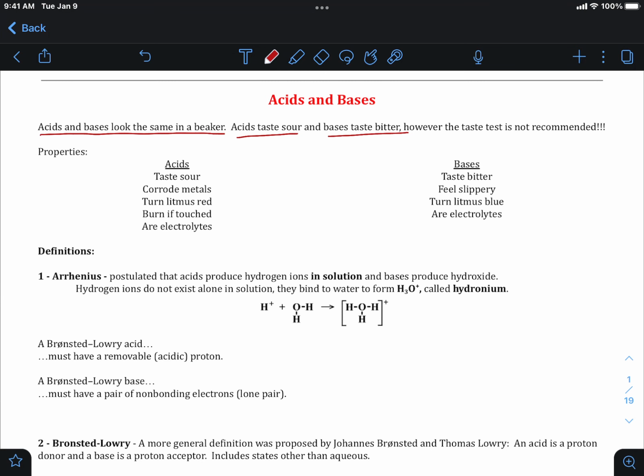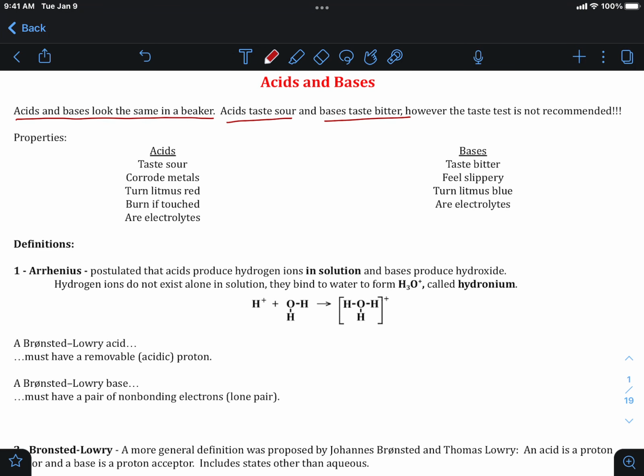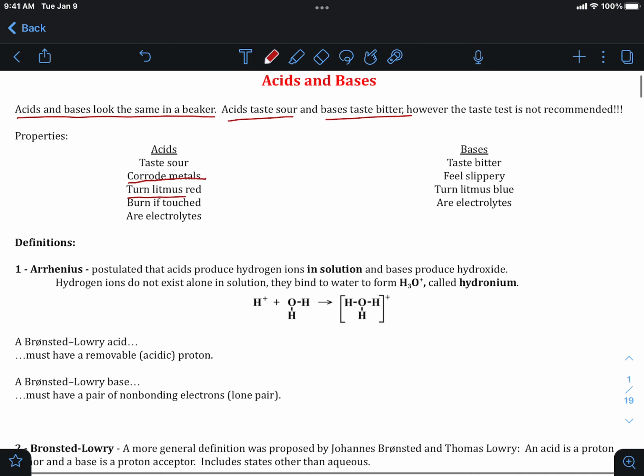Acids will corrode metals, right? And depending on which metal it is, some corrode much more easily than others. We'll go through all the hows and whys later on. That's actually in our next unit. They turn litmus red. So you've heard of litmus paper, right? Litmus paper is what we call an indicator. And indicators change colors when things are acidic or basic. So litmus is an indicator, and if you dip litmus into an acid, it turns red.